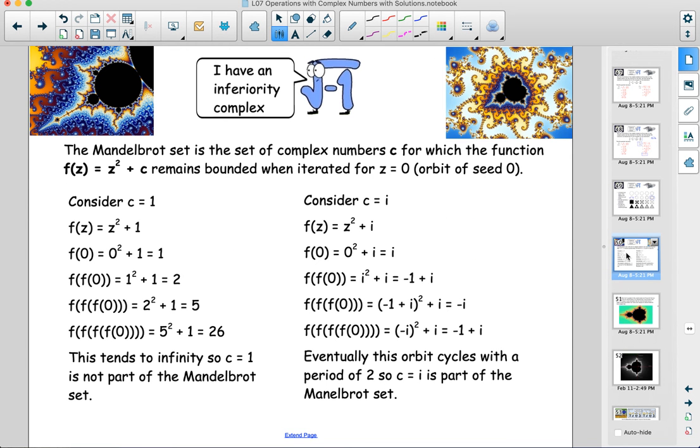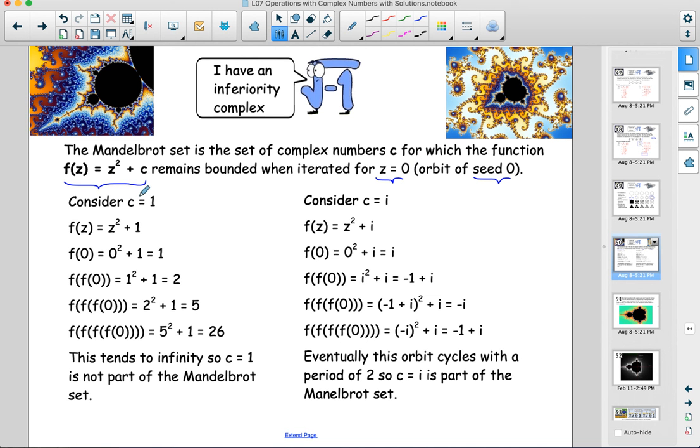So moving forward, I'm going to talk about the Mandelbrot set. So what is the Mandelbrot set? It's a set of complex numbers for which this function, so we're going to define it, f of z is z squared plus c, remains bounded when iterated starting at a z of 0. It's called the orbit of the seed of 0. So we're starting with the seed of 0, and we're following the orbit.